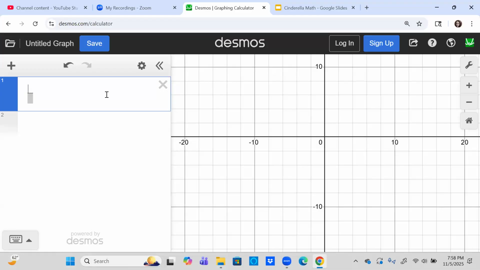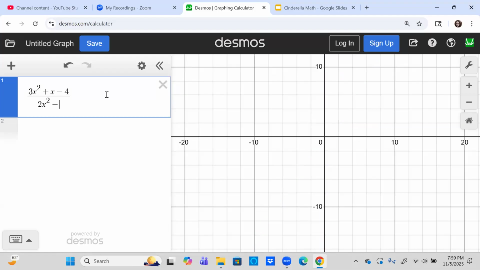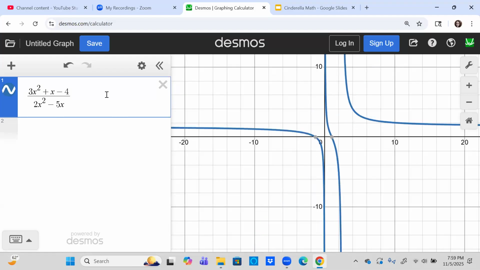Here we go. On the top, we have 3x squared plus x minus 4. And on the bottom, we have 2x squared minus 5x. Ugh, another kind of snake thing in the middle. All right, let's see if we can get our algebra to match that.